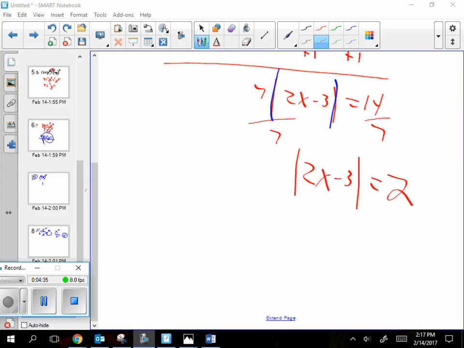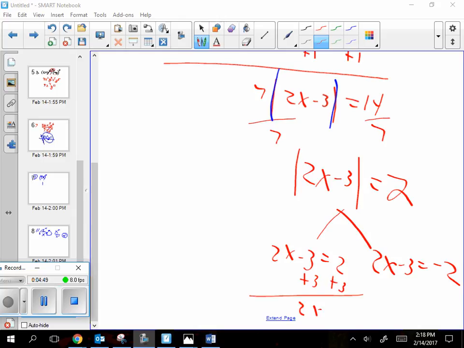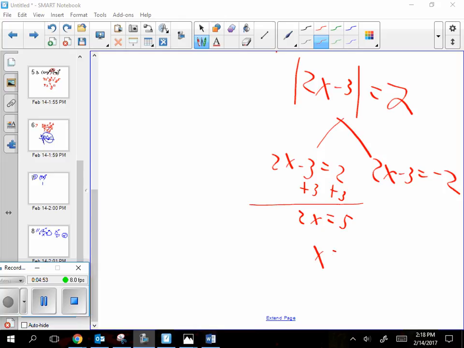And now we split it into 2 things. 2x minus 3 equals 2. And 2x minus 3 equals negative 2. And then you solve 2 little mini equations from there. Plus 3, draw the line. 2x equals 5. And then final answer on that one, x equals 5 over 2. And on this one, plus 3, and I got 2x equals 1. And divide by 2, x equals 1/2.